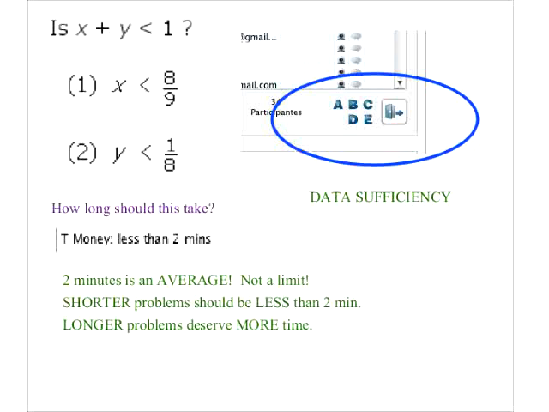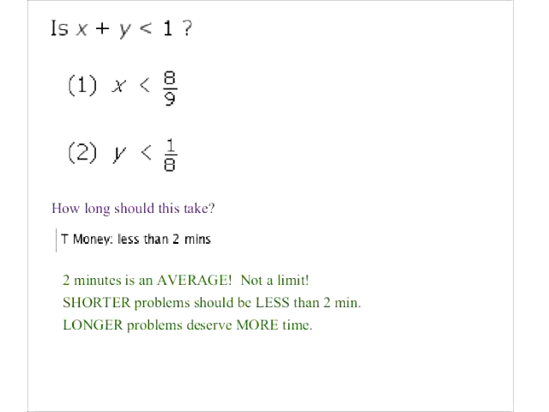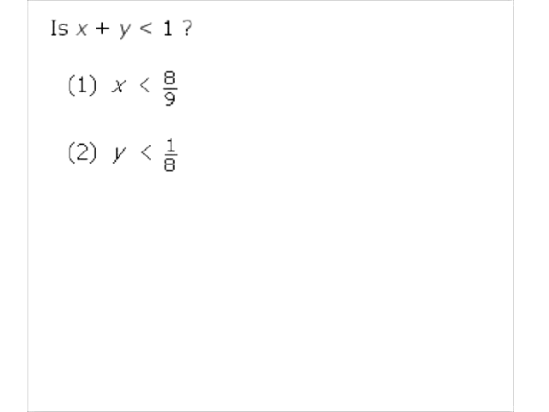So anyway, let's take a look at this problem. Is x plus y less than 1? And we have two choices that involve fractions. So first of all, let's have a baseline discussion of yes-no questions in data sufficiency. Let's make sure we know how to approach those.